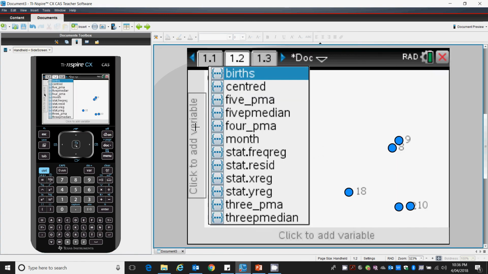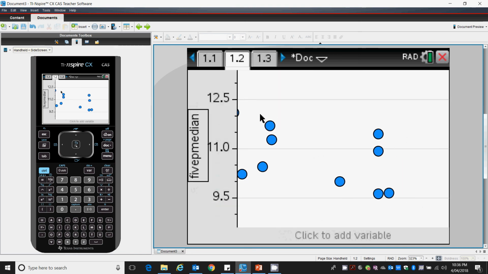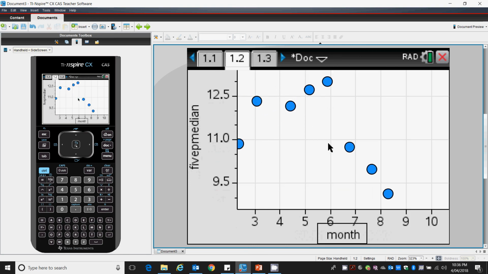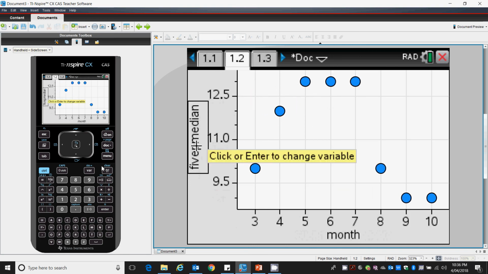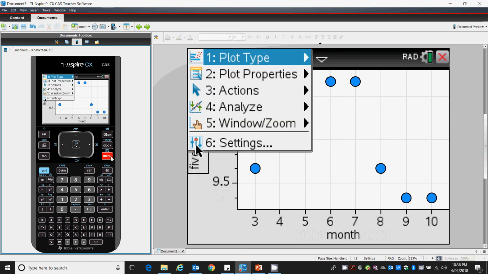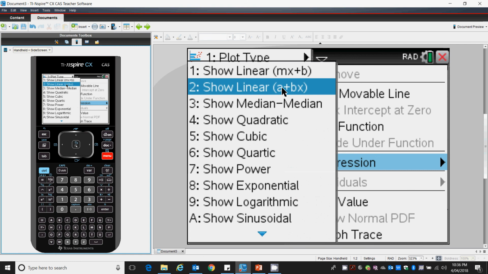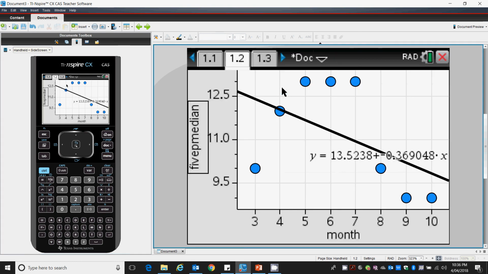Let's now construct a graph. We're going to graph our 5-point median against our months. So there's our data smoothed. I can add in a linear regression for our data in the form of y equals a plus bx, and it gives me the following. It tells me that y, the 5-point median for the number of births, is equal to 13.523 minus 0.369048 times the time code for the month.